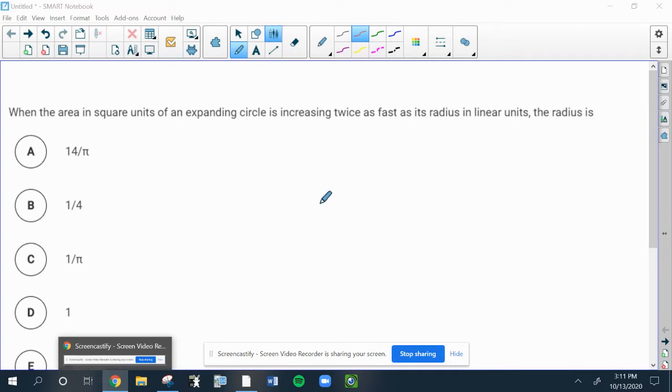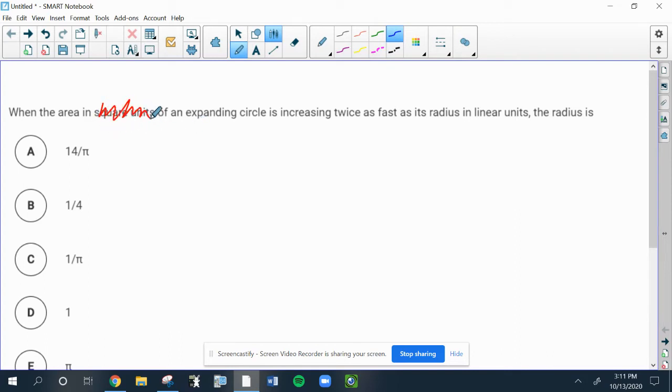So this question is just saying when the area in square units of an expanding circle is increasing twice as fast as the radius in linear units, the radius is... that's very wordy. So let's break it down a little bit. The area in square units. Square units is always the units of an area. It's always squared. Radius is a length, so that's always linear units. So you can forget about that.